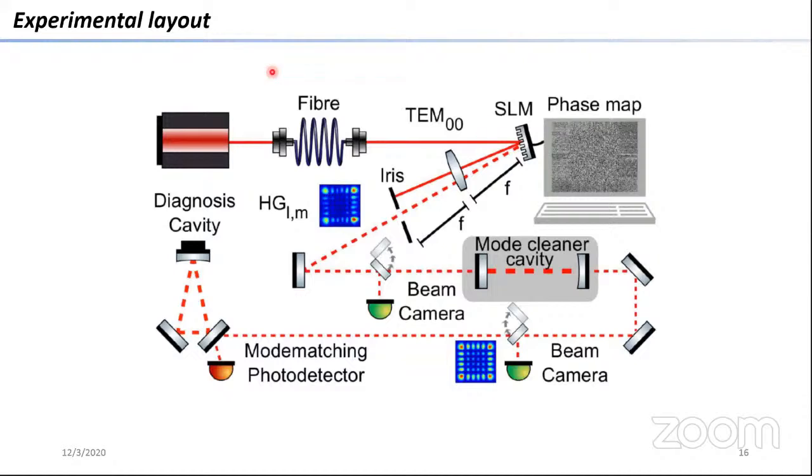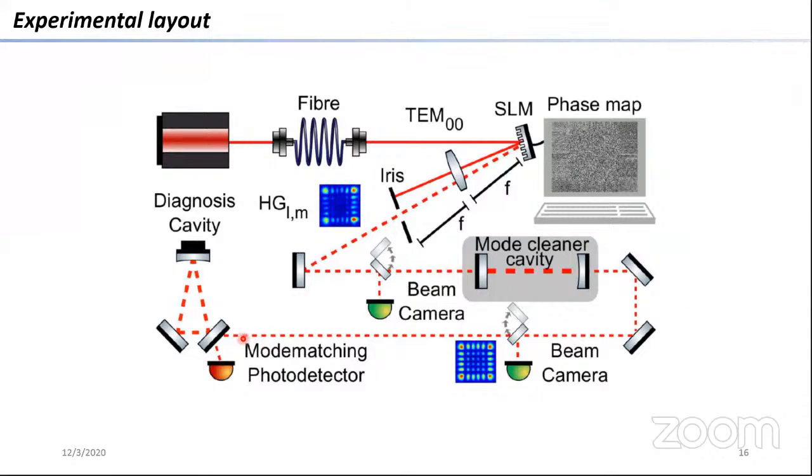And this is the experiment. We have the laser. We filter it with a single mode fiber, and then we use the SLM and an iris to get rid of non-diffracted light. This is how the mode looks like. And then we clean it using a mode cleaner cavity.